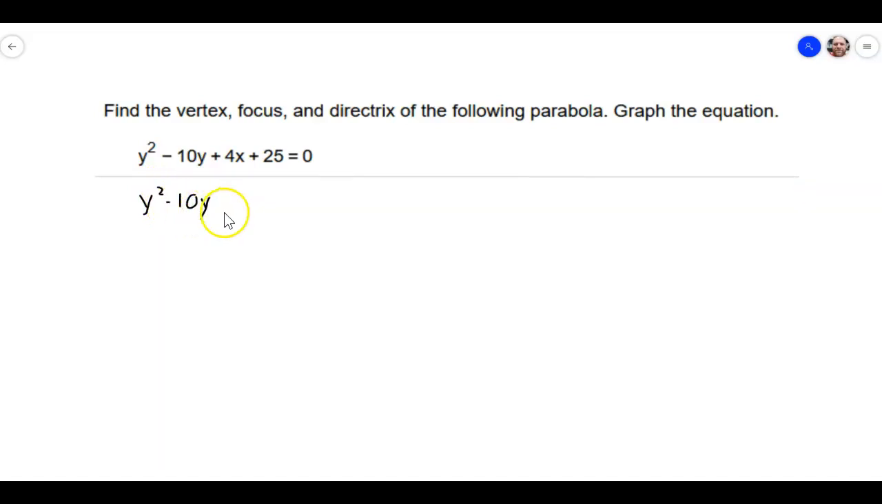Now, in order to complete the square, I have to do a little process on the coefficient in front of the y variable. So what I do is I take the negative 10, first I divide it by 2, and then I square it. This is how we complete the square. So negative 10 divided by 2 is negative 5, and negative 5 squared is 25. So I need to add a 25 here in order to complete that square.